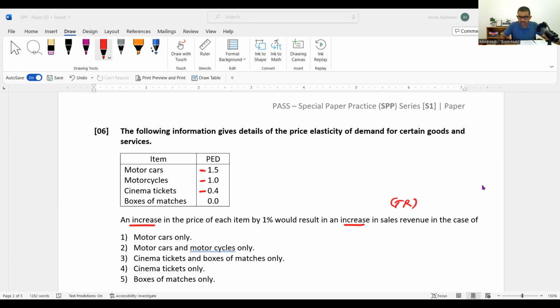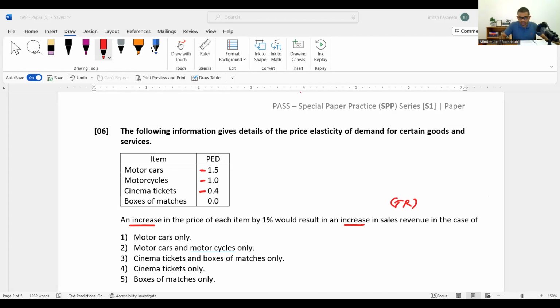Inelastic. So inelastic meaning PED should be less than 1. How many products here have inelastic demand? Now we know in this area, in terms of the relationship between change in price and change in total revenue or consumer expenditure, inelastic and perfectly inelastic go together. Inelastic and perfectly inelastic go together.